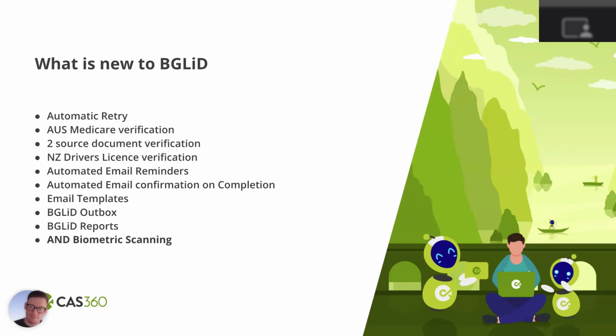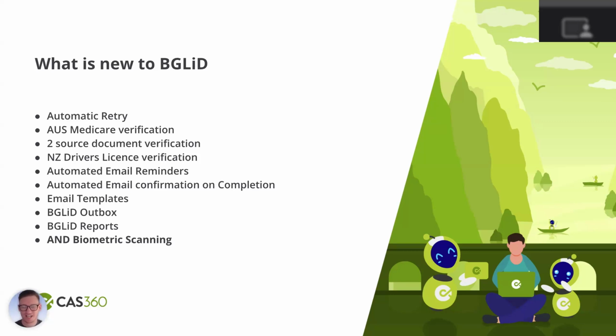We added Australian Medicare verification throughout the year, and we also added the ability to have two source document verifications. So when going through the ID verification of a client, you can now specify if you want your client to verify one document or two documents. We also, for our New Zealand clients, added New Zealand driver license verification. So you can now use a New Zealand driver's license as a verification source.